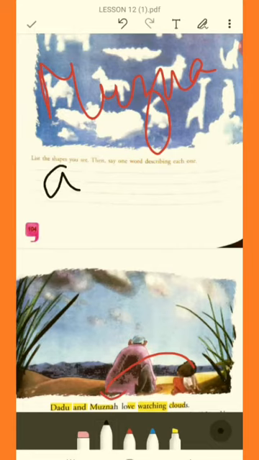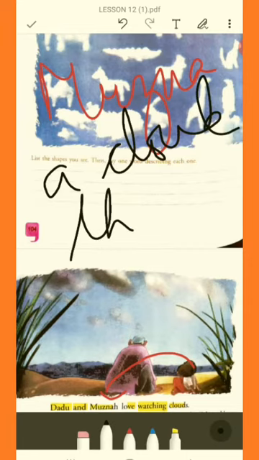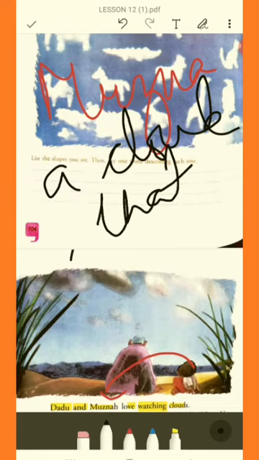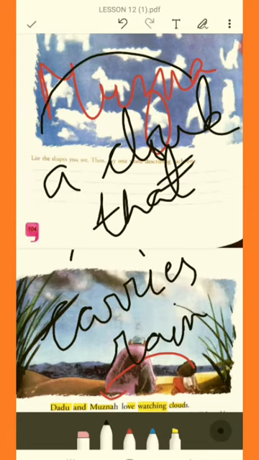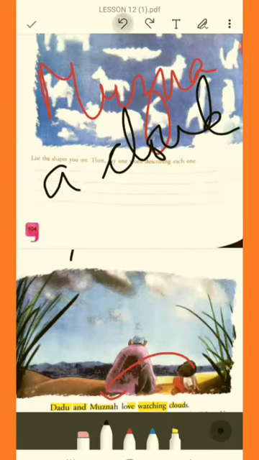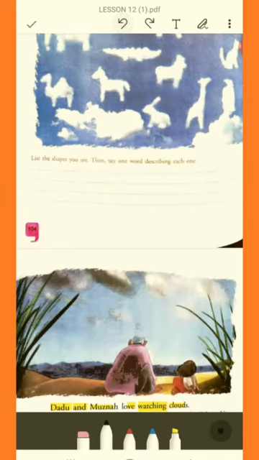So what is Muzna? Muzna is a cloud that dances in the sky. A cloud that carries what? Rain, right? So this is the meaning of Muzna. And who's Muzna? The little boy who's sitting with his grandfather and they are discussing clouds. Where do we see clouds?